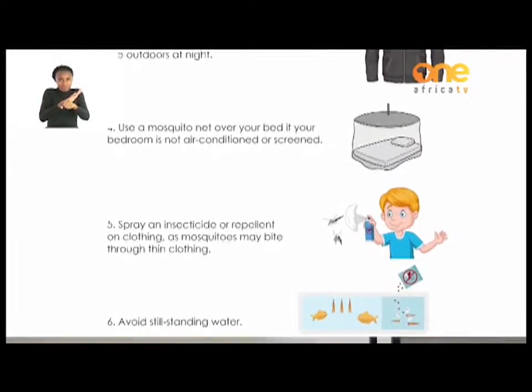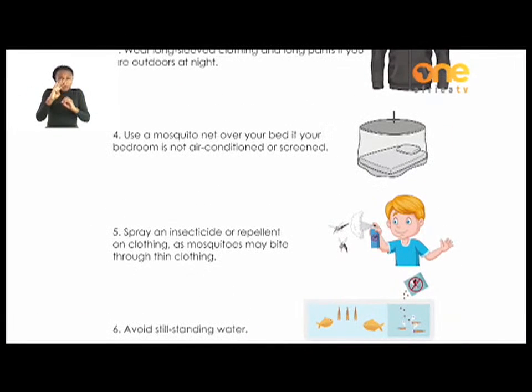Number 4, use a mosquito net over your bed if your bedroom is not air conditioned or screened. Number 5, spray an insecticide or repellent on clothing, as mosquitoes may not bite through thin clothing. And number 6, which is not last but least, avoid still standing water or moist areas.